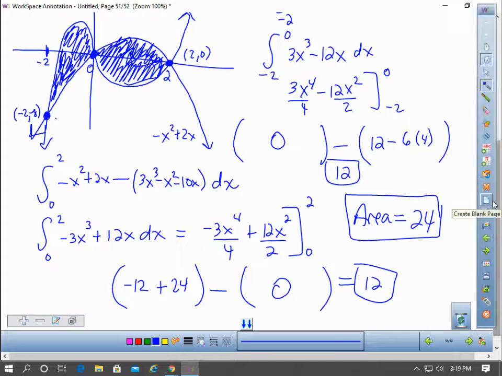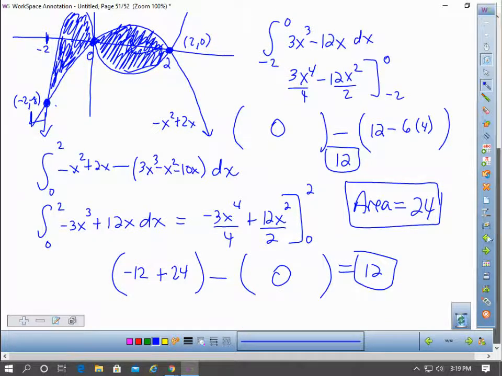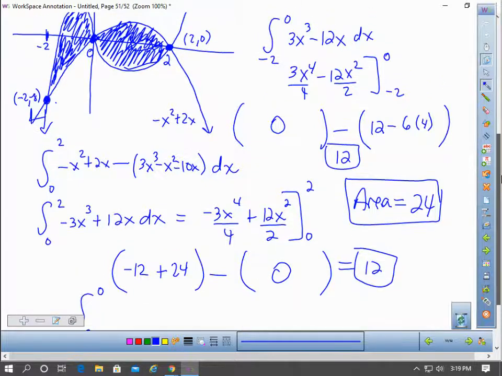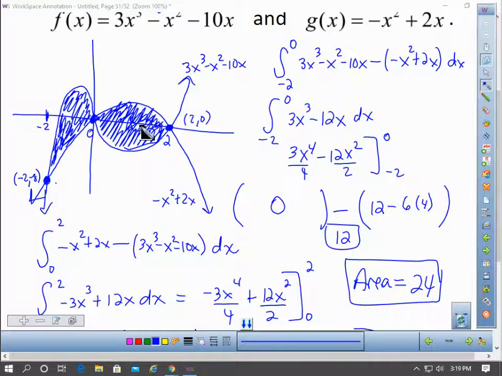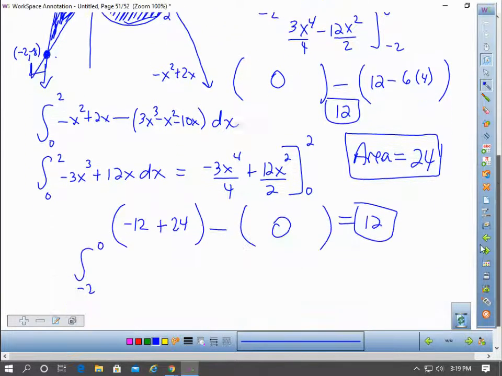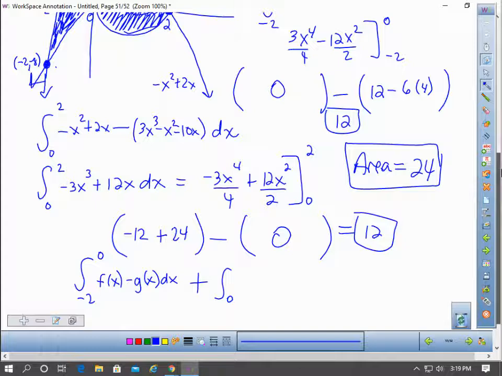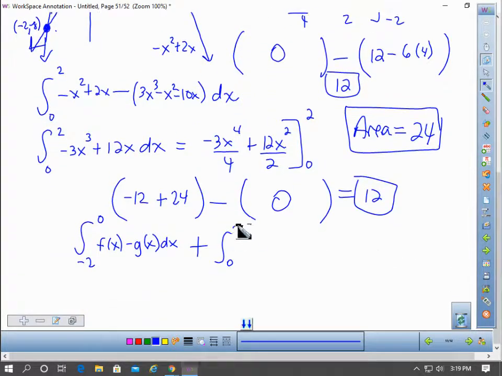All right, so if you were actually writing this answer out on a test, you probably would write it as the integral from -2 to 0. And here's the short way I could do it. I know that the cubic function is function f, so I could say that that's f of x minus g of x dx. And then I'm going to add to that the integral from 0, was it 0 to 2? Yeah, it was. All right, then it's going to be 0 to 2, and I'm going to do now g of x minus f of x dx.